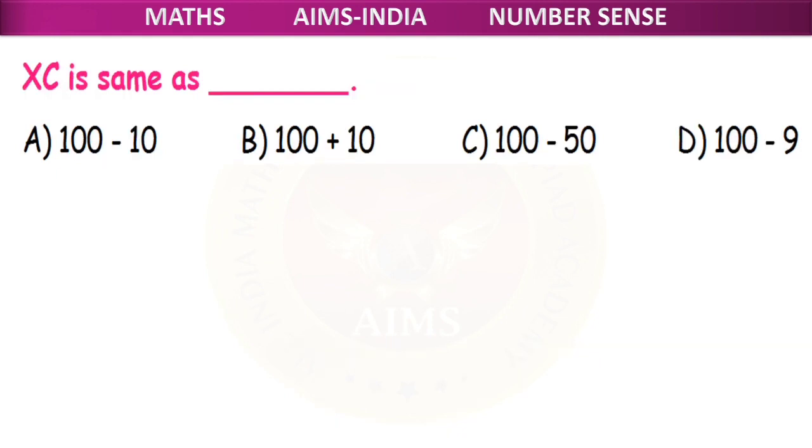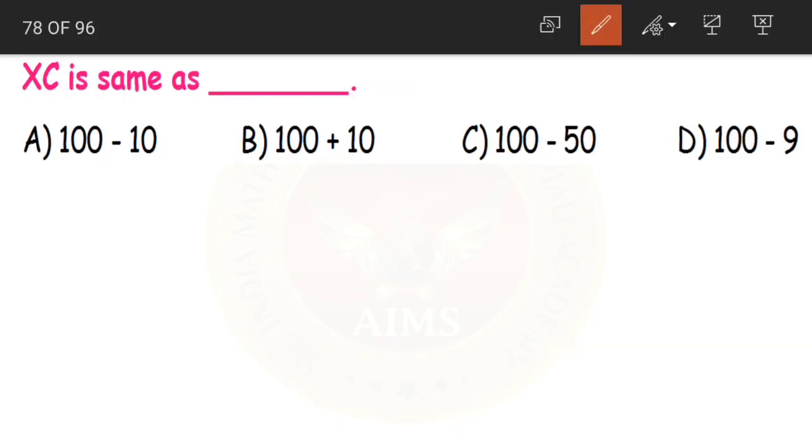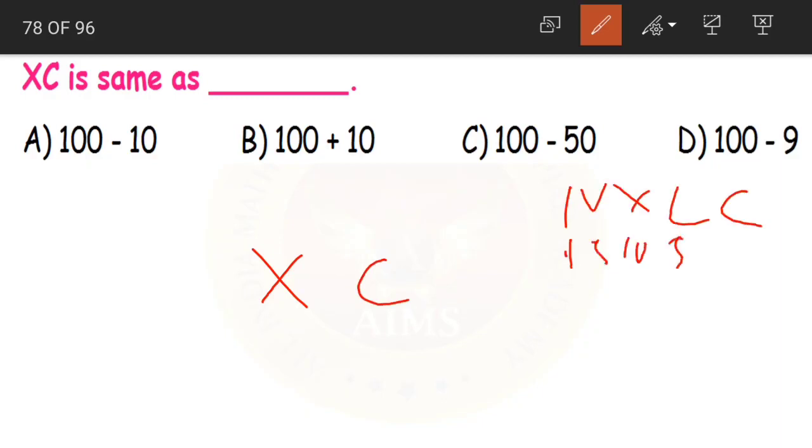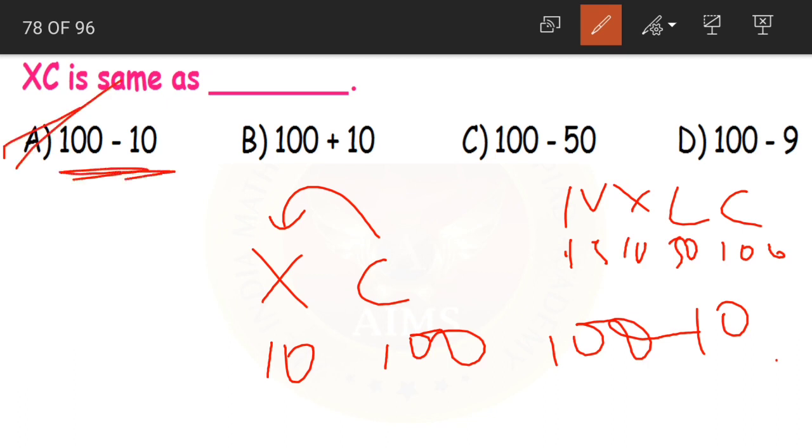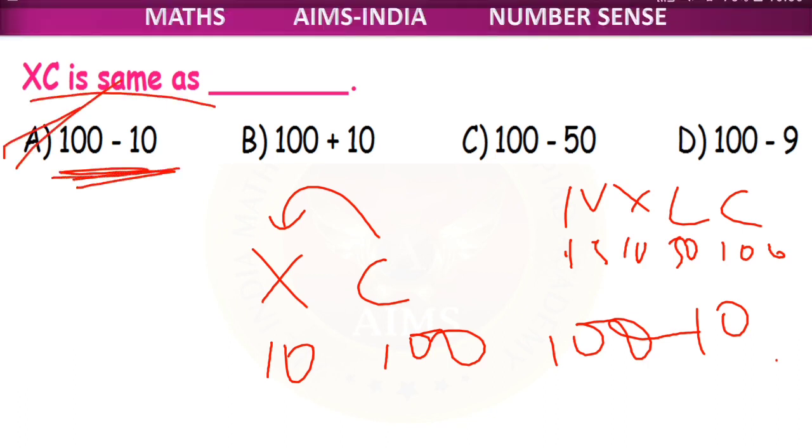Next question. XC is same as dash. Now XC. Now what is C? C, I, V, X, L, C. Yes, this is 1, 5, 10, 50 and 100. Now X is 10. C is 100. Now what is the placement here? Small number is to the left of the larger number. So what we'll do? We'll subtract 100 minus 10 will be the Hindu-Arabic numeral for XC. That is option A. XC is same as 100 minus 10.